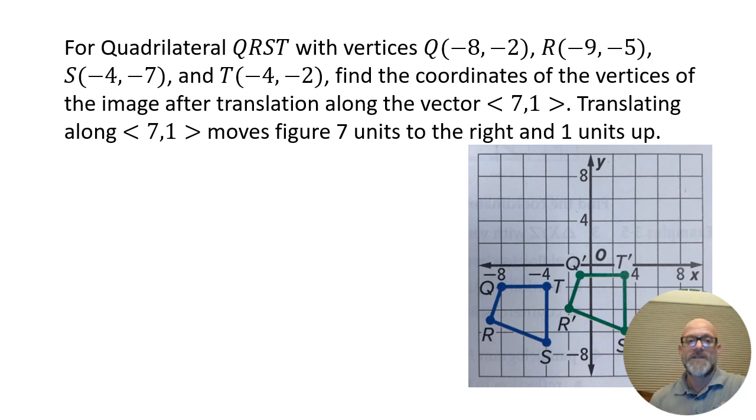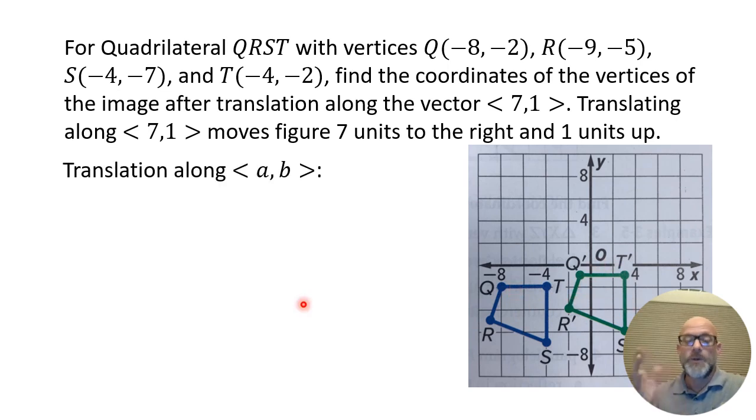All right, let's try some. For quadrilateral QRST, find the coordinates of the vertices of the image after translation along the vector <7, 1>. Translating along <7, 1> moves the figure 7 to the right and up 1. That's what's happening here. If you look at Q, mapping 7 over and up 1 to get to Q prime. <7, 1> is the translation vector. It is the rule or the machine that sends this object to this location.